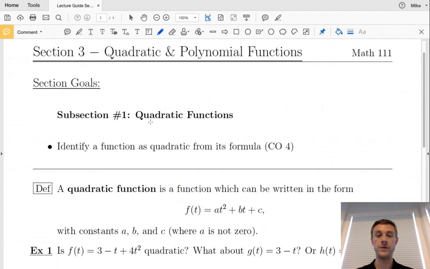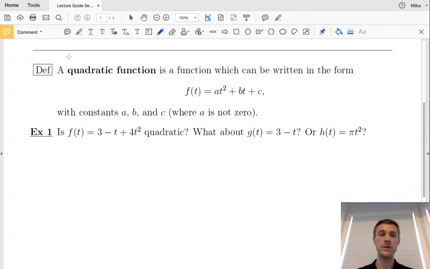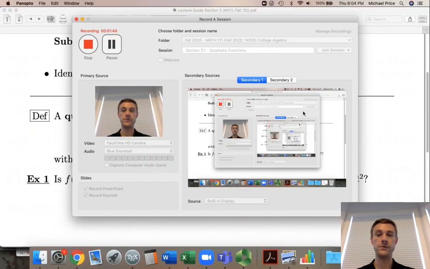So this first subsection, we're talking about quadratic functions, and the learning objective is to identify a function as quadratic based on some formula. Okay, so just one example to get us in the ballpark here, but here's our definition. A quadratic function is something that can be written in the form, so it may not look perfectly like this to begin with, but we can get there. a, b, and c are constants, and we just don't want a to be 0. That's pretty much the only thing we're concerned about here.